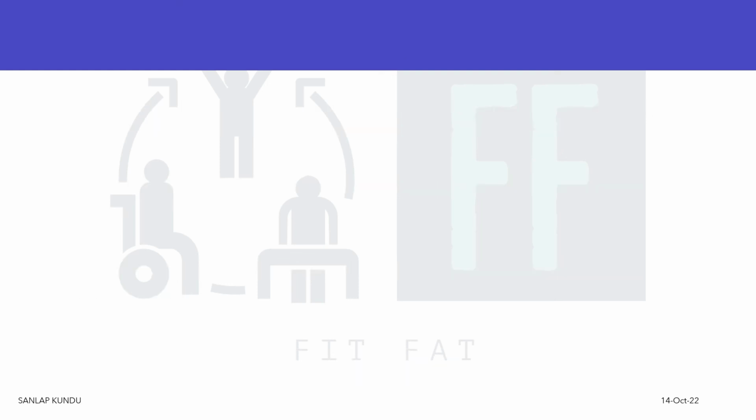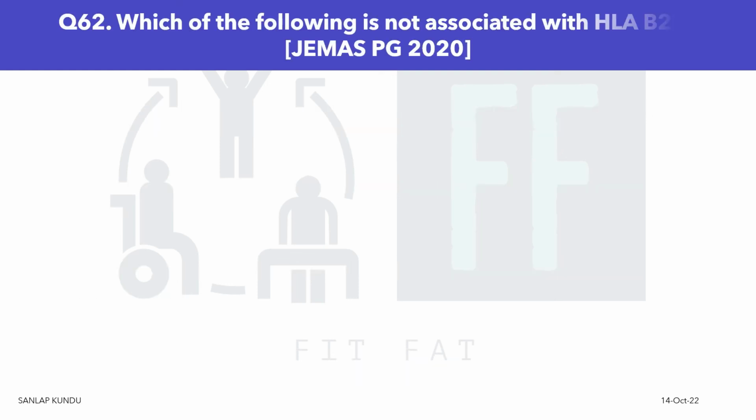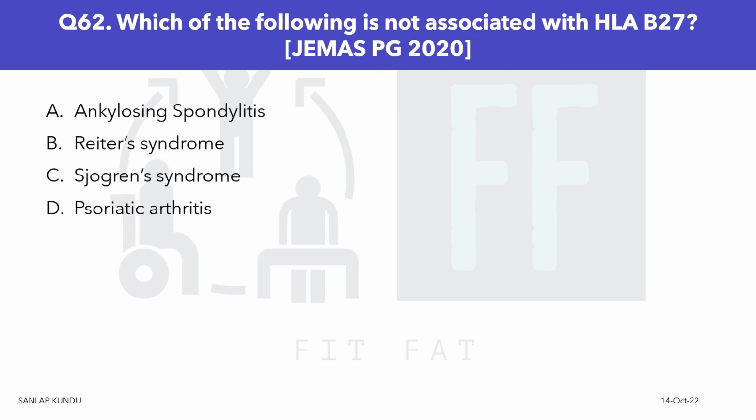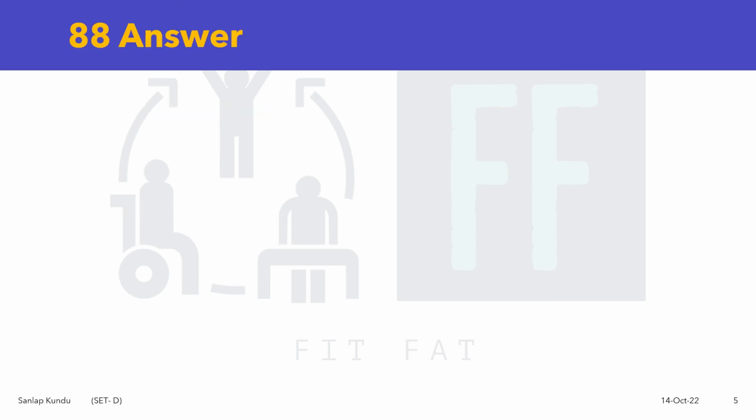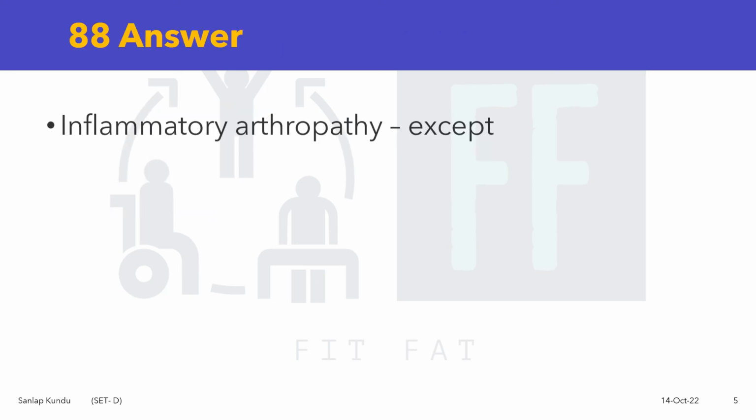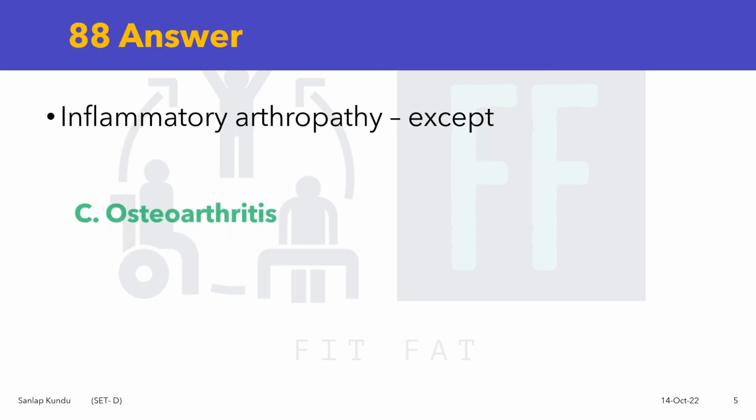Now a question came similarly about the association of HLA-B27 and the diseases. To see the solution of that question, click on the I button again. So to answer question 88, inflammatory arthropathy is all except option C, that is osteoarthritis, as it is non-inflammatory in nature.